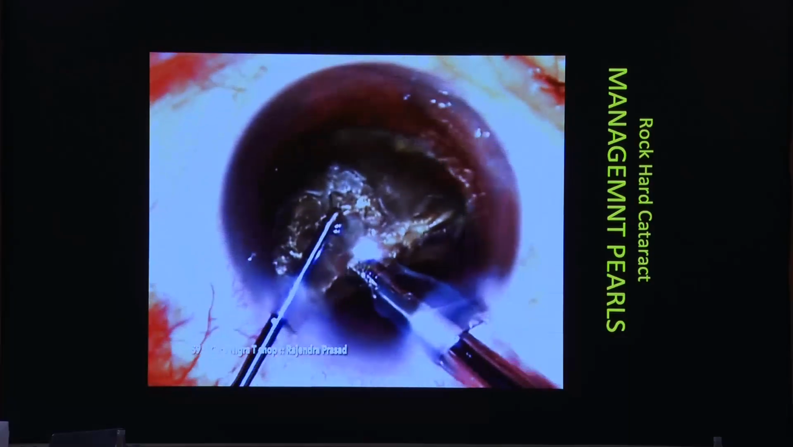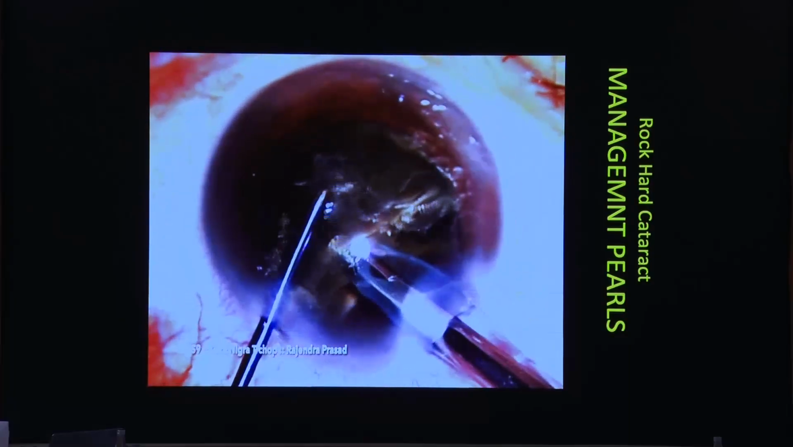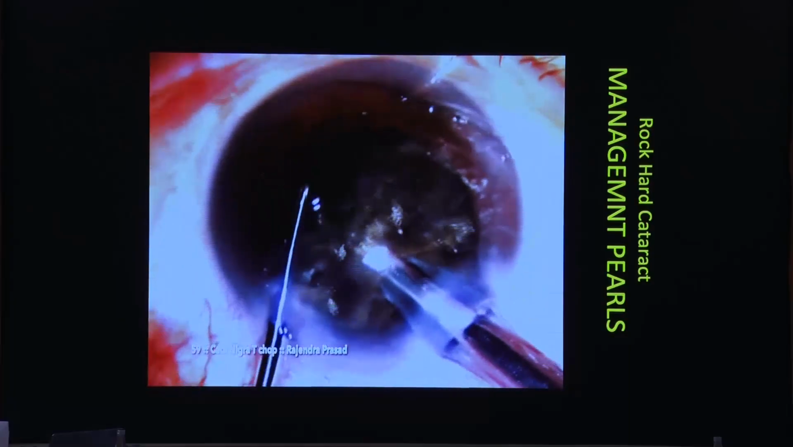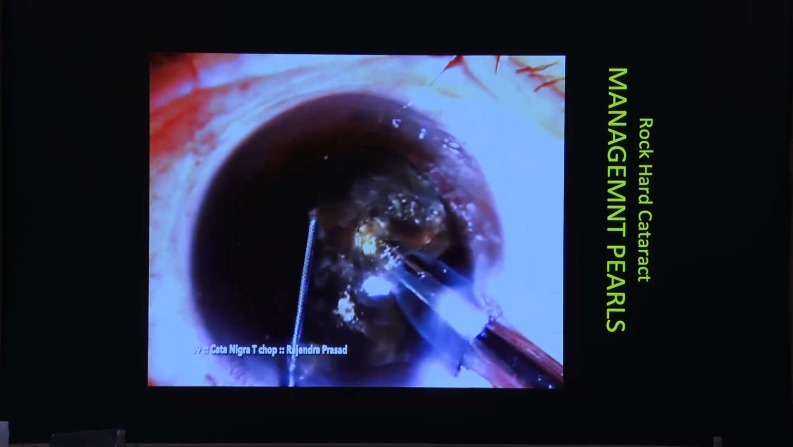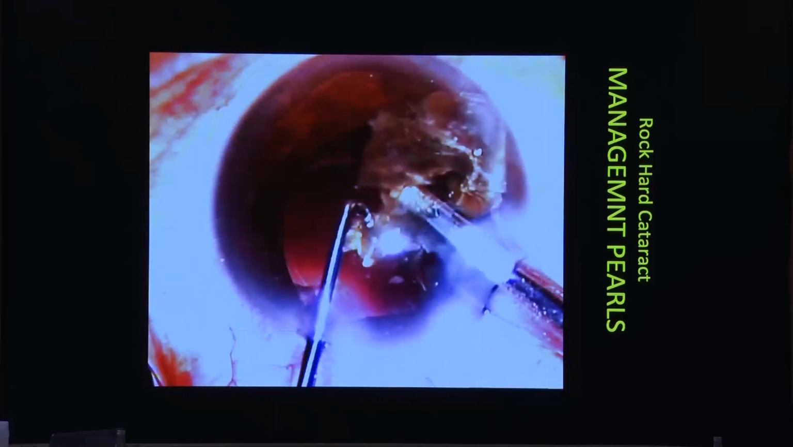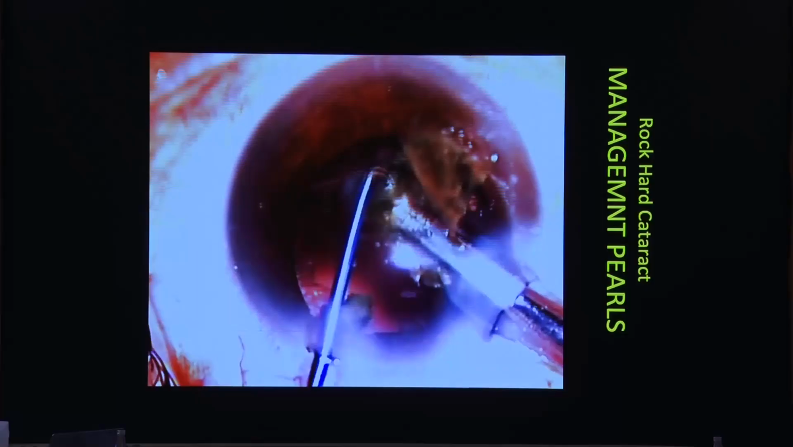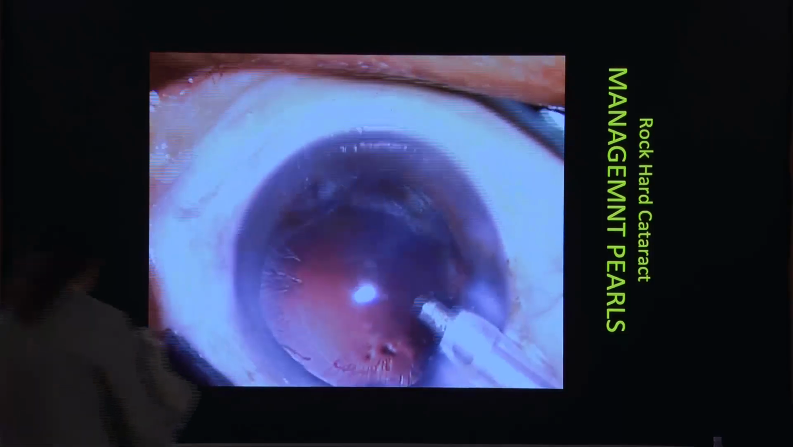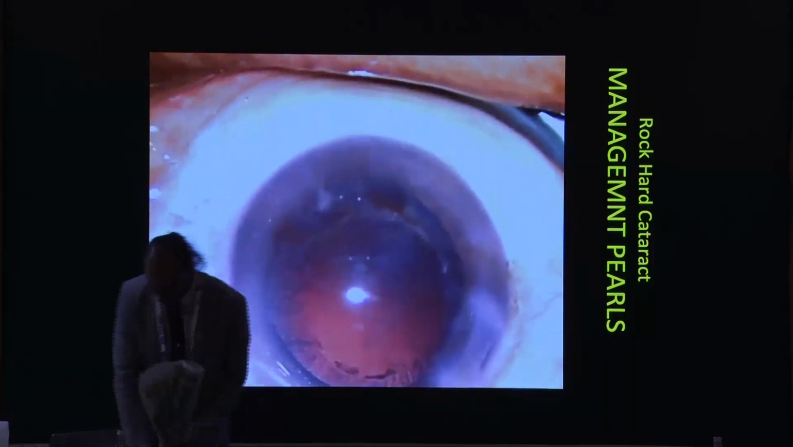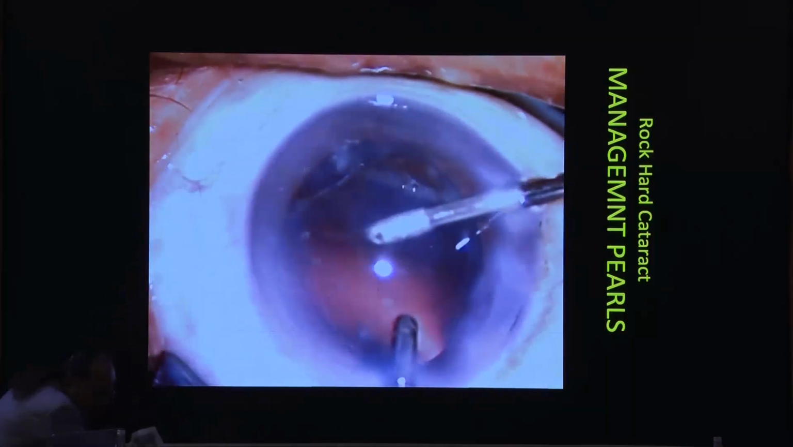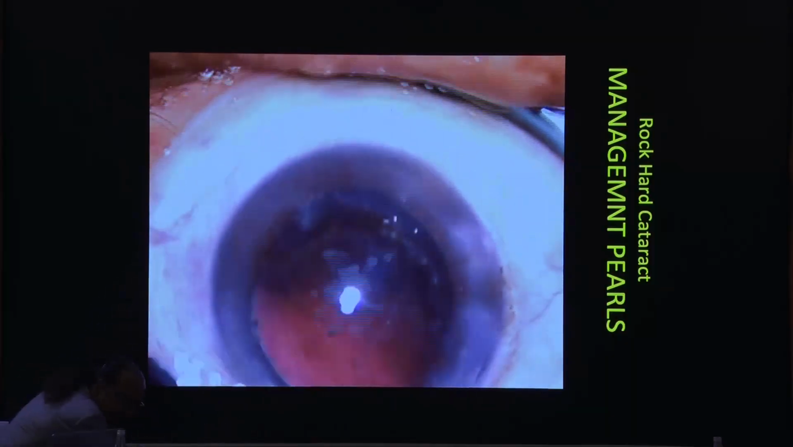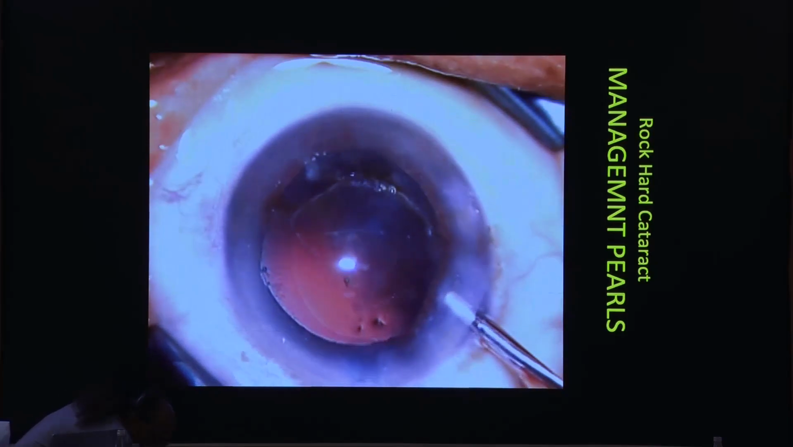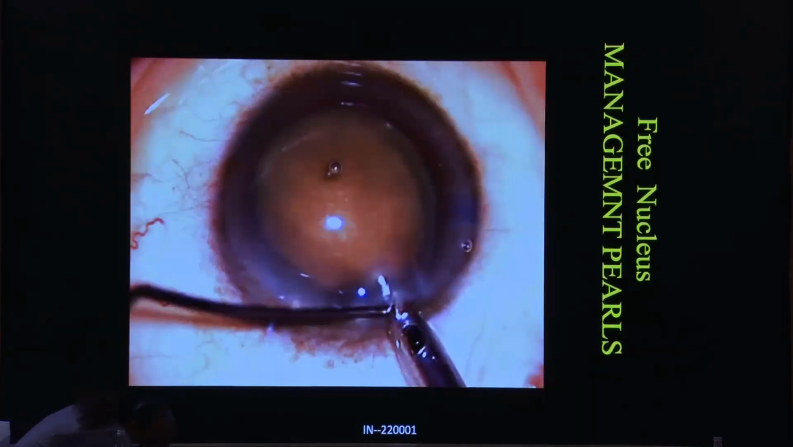Then the next hemi-nucleus, you just hold this nucleus again with the phaco probe. You see the position of the phaco probe, hold it, go around and fracture the nucleus. And then you complete the emulsification, and you see this kind of grade of nucleus. Then implant your IOL, and the patient would have a crisp vision on the next day itself, even in this kind of cataract.